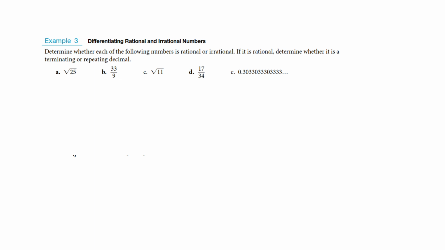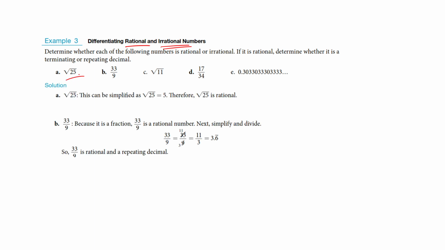Okay, now we're going to take a look at these here, and we're going to see which are rational and which are irrational. So they're irrational, they won't repeat, and they won't end. Now, square root of 25, that can be simplified. It is just 5, and therefore it's a rational number. If we do 33 divided by 9, we get 3.6666, keeps repeating. So because the 6 repeats, then we've got a rational number.